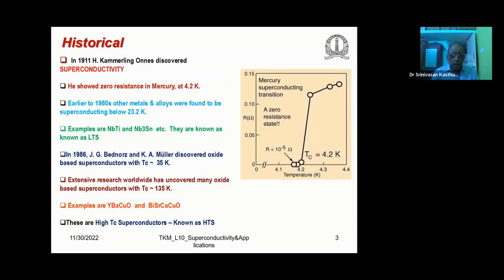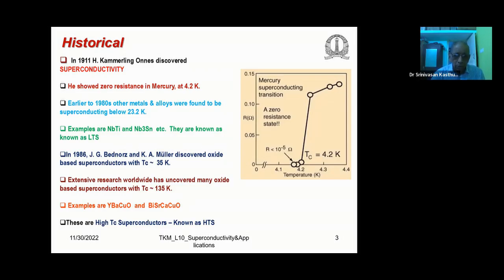In the earlier times, although he could observe this phenomenon where the resistance goes to zero, he did not really worry about the applications, because this transition is also accompanied by what is called the Meissner effect, which means the expulsion of the magnetic field from the material. This was not known at that time, so he was only concerned about the zero resistance part.